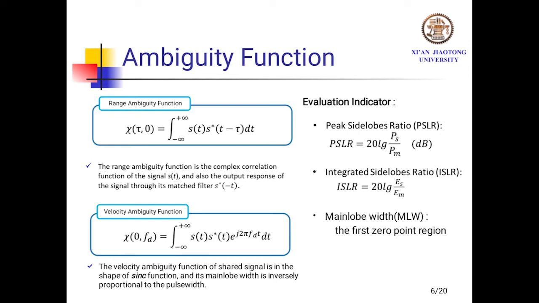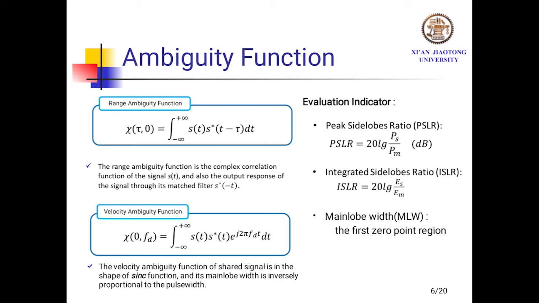After our derivation, the velocity ambiguity function is in the shape of the sinc function, and its main lobe width is inversely proportional to the pulse width. On the right side, we also give the evaluation indicators, such as peak side lobe ratio (PSLR), integrated side lobe ratio (ISLR), and main lobe width (MLW).